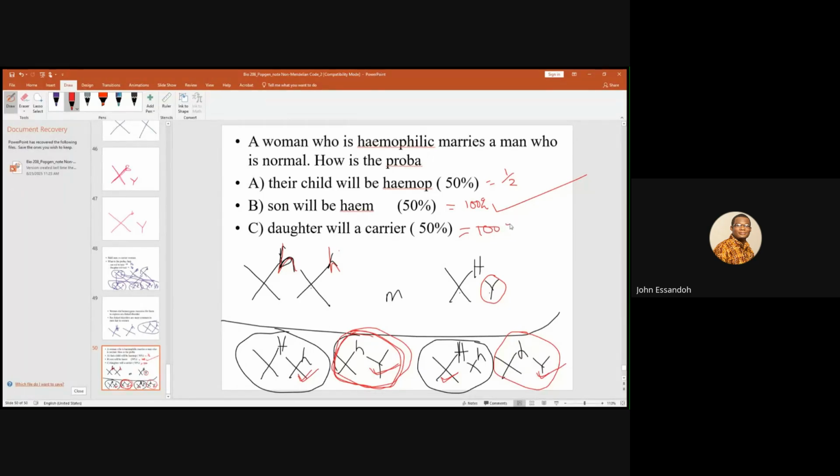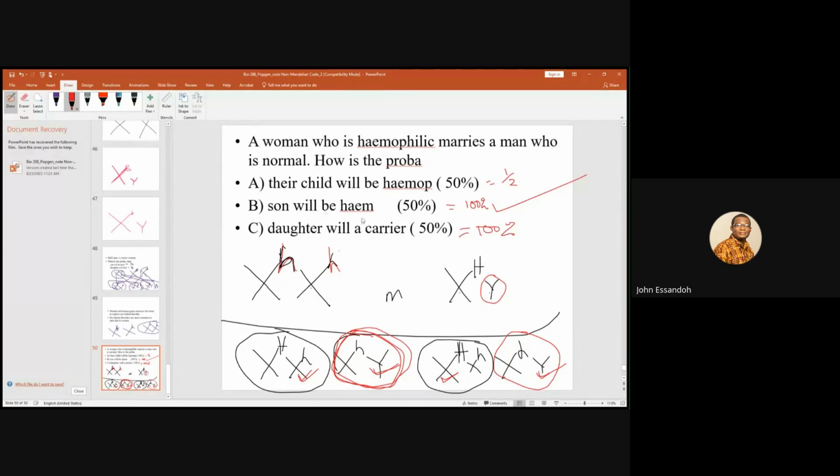Okay. So that would be 100%. But if I said a child will be a carrier, that one would have been 2/4. But I said a daughter. So from the one go, I've defined the denominator. I said I want daughters. So here the focus is on the girls, not on all of them. Here I say sons. So the focus is on the sons, not all of them.